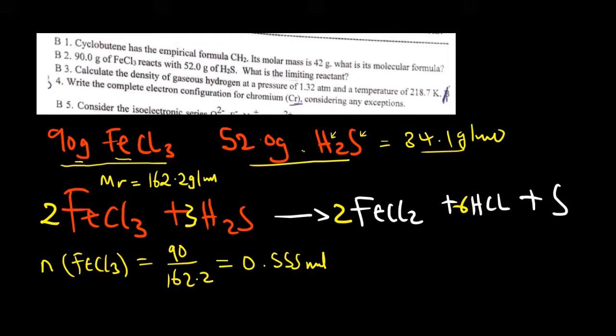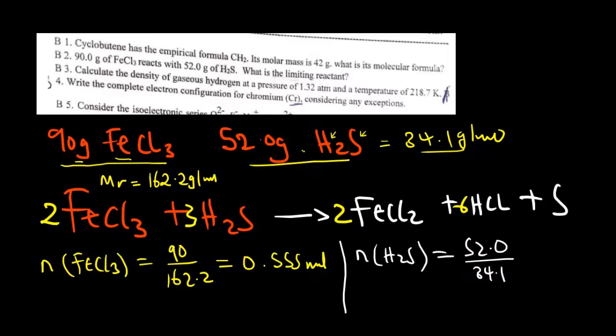So what are the moles of hydrogen sulfide? Moles of hydrogen sulfide will just be equal to the mass, which is 52.0, divided by its molar mass, which is 34.1. Let me punch this on my calculator. I'm getting approximately 1.525 moles. So now you see that we have the moles of iron 3 chloride, and we also have the moles of hydrogen sulfide.